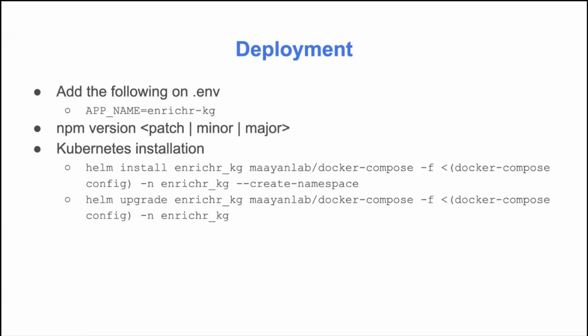And then we can now do deployment. To do deployment, you first put the app name in the environment variable. For this one, it's initial KG, and then do npm version, whether patch, minor, or major. There are some subtle differences in there. And then Kubernetes installation. If you run npm version, it will build its own Docker container and push it, and then you can potentially just use it. But if you're running Kubernetes, here are some of the installation commands. So you can install it, or you can upgrade it if you're doing an upgrade. And yeah, that's basically it.